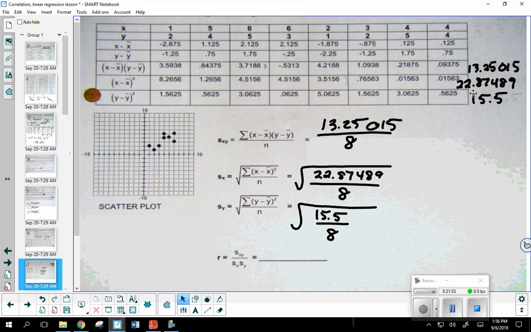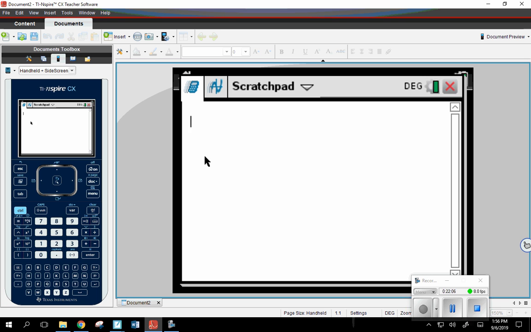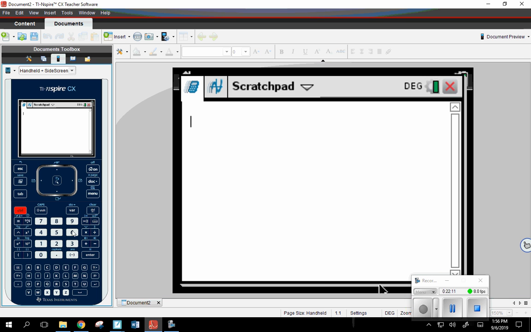Now, there's a number of different ways you could do this, but I'm going to evaluate each of these individually, and then I'm going to have them interact with each other. So let me show you what I mean. Let me come back over here. Let me go back home, calculate. Okay, so the first thing is I need control divide 13.25015. I'm going to divide that by 8. Okay, so I have a value for the covariance.